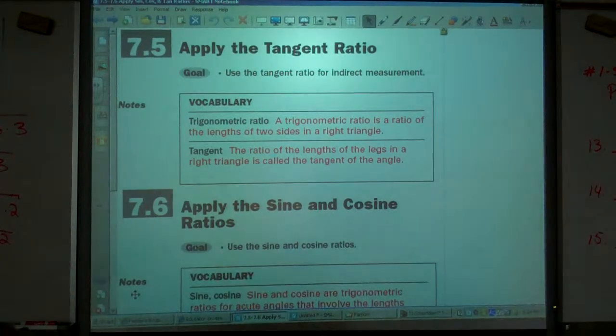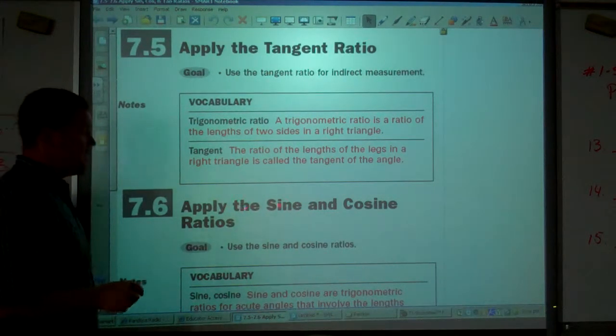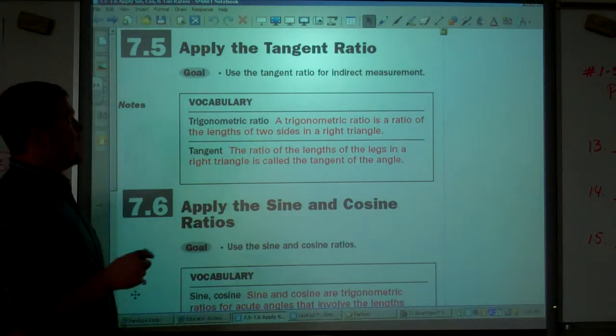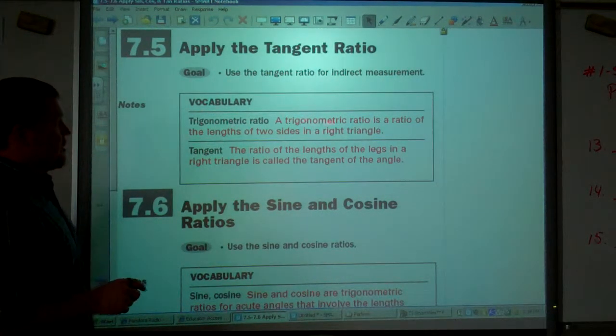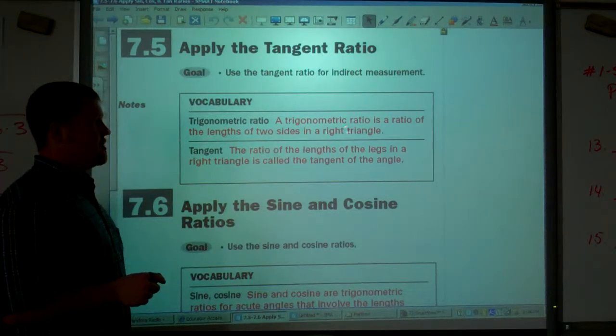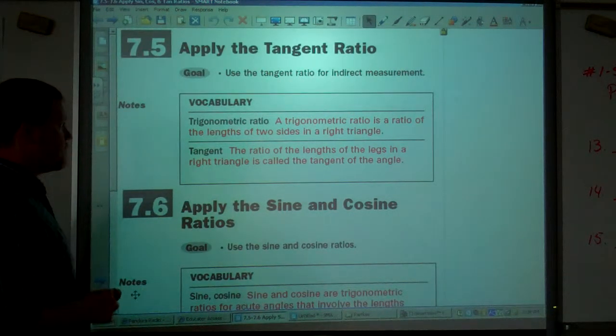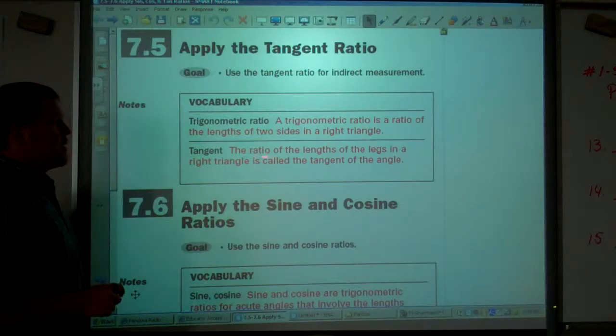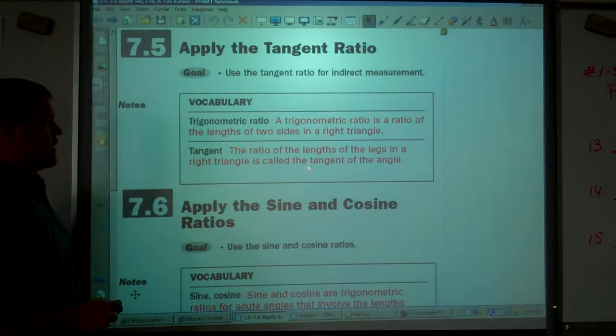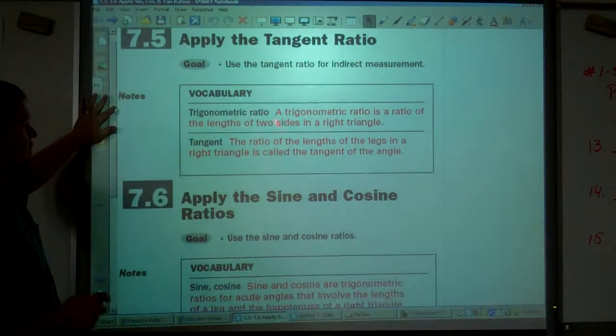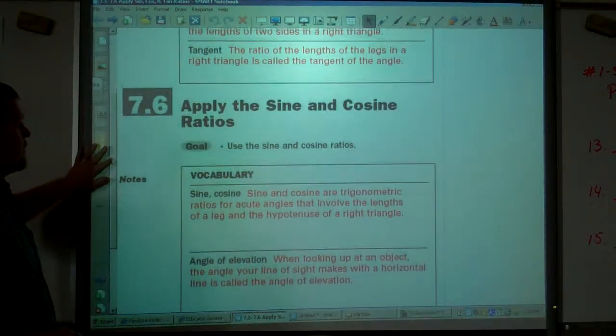Alright, today we're talking about the tangent ratio, sine, and cosine ratios. Tangent ratio is a trig ratio. It's based on two sides of a right triangle. The tangent is the ratio of the lengths of the legs in a right triangle. It's called the tangent of the angle. And we'll be more specific when we go through some examples with this.